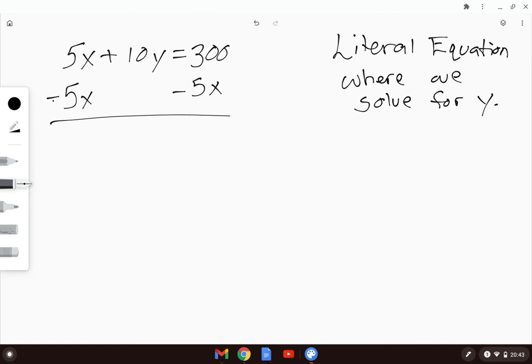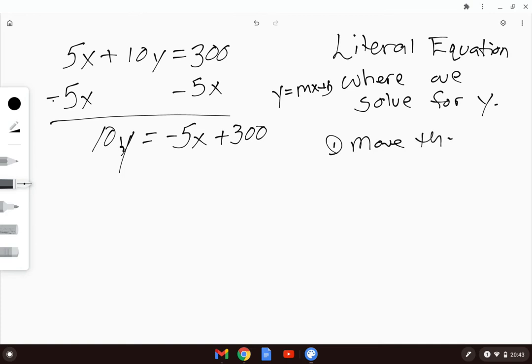Now, since I'm trying to write this in slope-intercept form, what I need to remember is slope-intercept form is y equals mx plus b. So this x value I'm actually going to put in front of the 300 when I do my next step. So I'm subtracting x from both sides. Those cancel out. So I have 10y equals a negative 5x plus 300. Okay? So the first thing I'm going to do is move the x. And as I move my x, I am also changing the sign, because I went from having a positive x to a negative x. So I move the x, changing the sign.